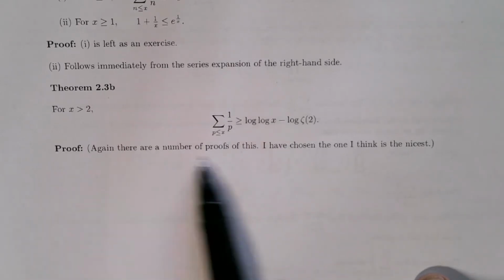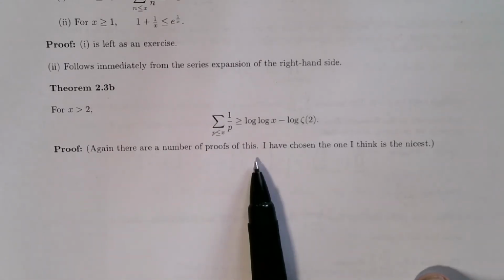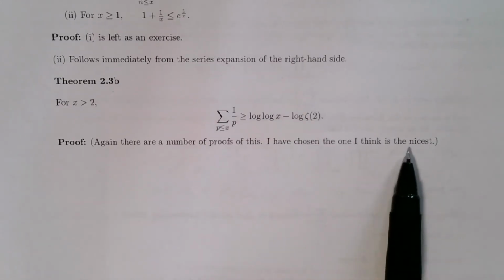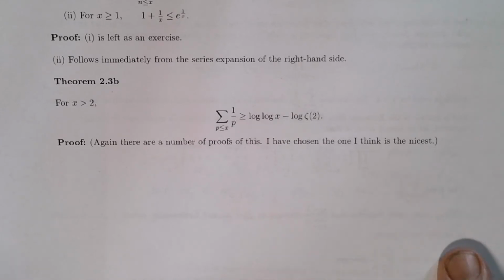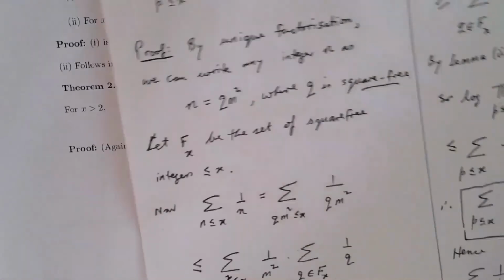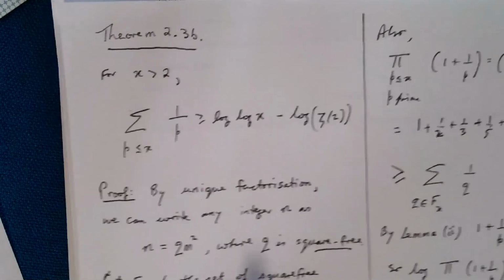Now, again, there are a number of different proofs of this. There are quite a few you'll see in the books. I've chosen one which I think is the nicest, the most attractive proof. And I think from memory I got this out of Jameson's book on the prime number theorem, which is a beautiful, beautiful book I highly recommend. So the proof goes simply like this.